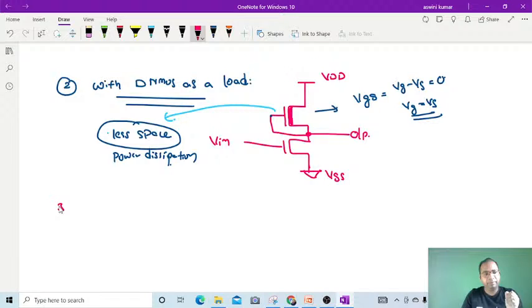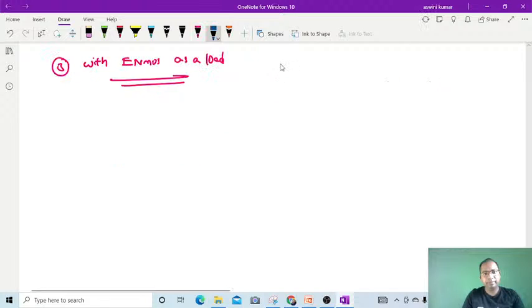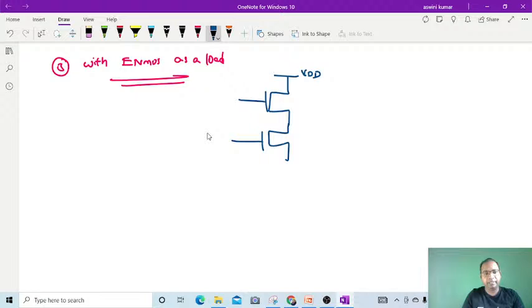Enhancement N MOSFET as a load we are taking. If we consider the enhancement N MOSFET, then what will happen? See guys, it is a VDD, it is an enhancement N MOSFET, and it is also an enhancement N MOSFET, where we are giving the input signal here, and it is a VSS, and it is a control signal, and it is the output.